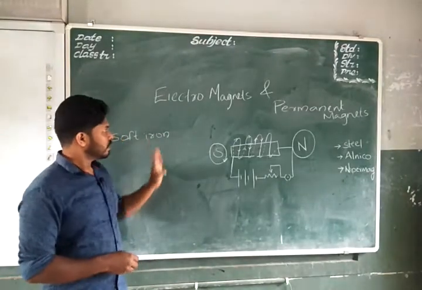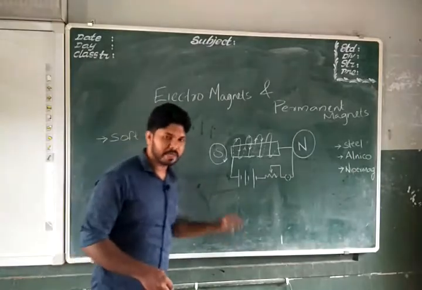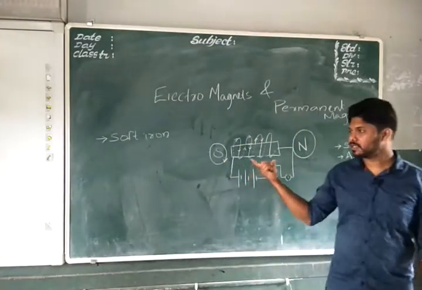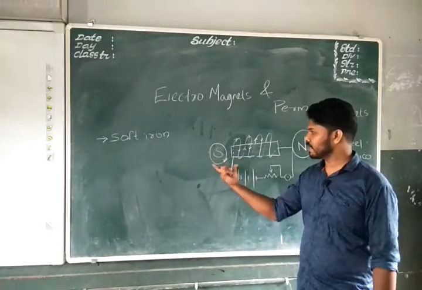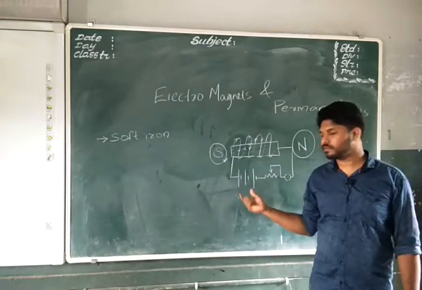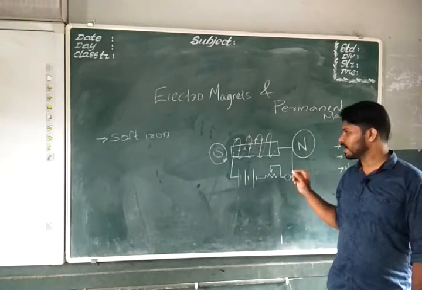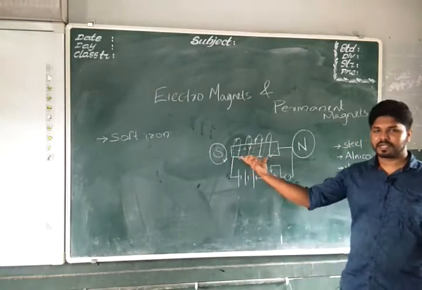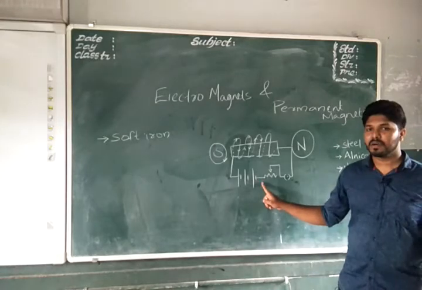So first of all, let us discuss electromagnets. Electromagnets are made by winding a solenoid on a soft iron core. This electromagnet acts as a magnet whenever current passes through it. When we stop the passage of current, when we remove this key, it will not act as a magnet. It will act as it is. If it is iron, it will act as iron only, not as a magnet.